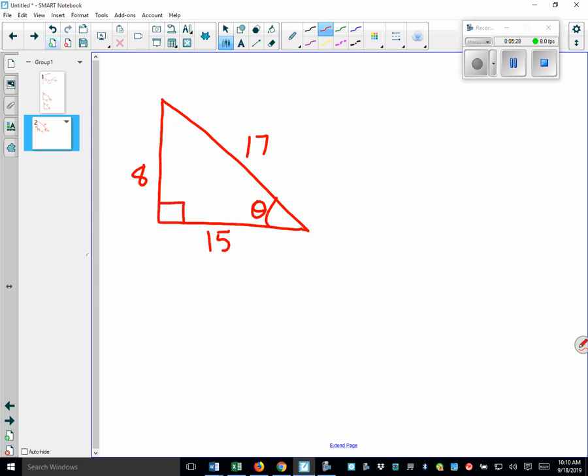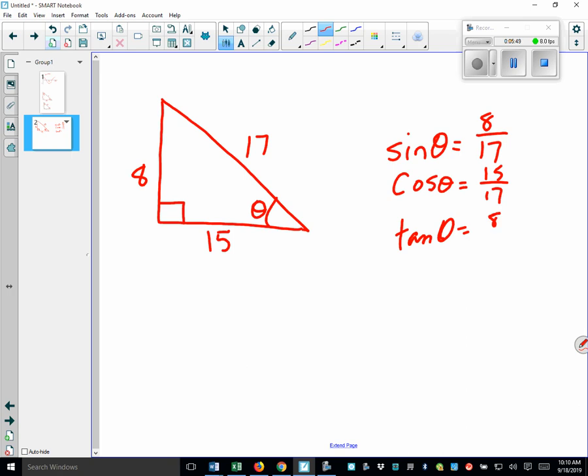What is the sine of theta? 8 over 17. Cosine of theta? 15 over 17. Tangent? 8 over 15, right? Cosecant? 17 over 8. Secant? 17 over 15. And cotangent? 15 over 8.